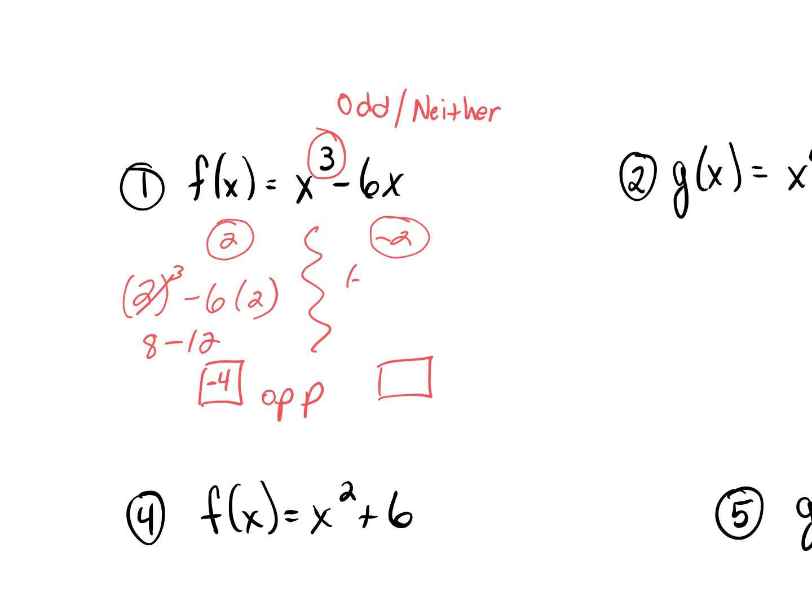So now I have -2 cubed minus 6 times -2. What is -2 cubed? Negative 8, and then I have plus 12, right? What's negative 8 plus 12? 4. Look at these two numbers. Are they opposites of each other? Yes. So then your function is odd. So if we graphed it, the arrows would be going in opposite directions, and it would also pass through the origin. Perfect. Good job, guys.